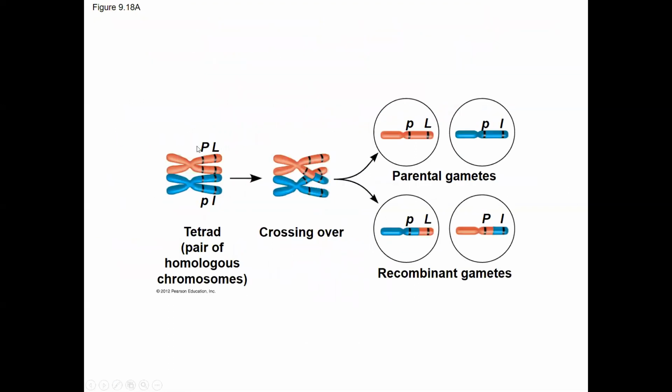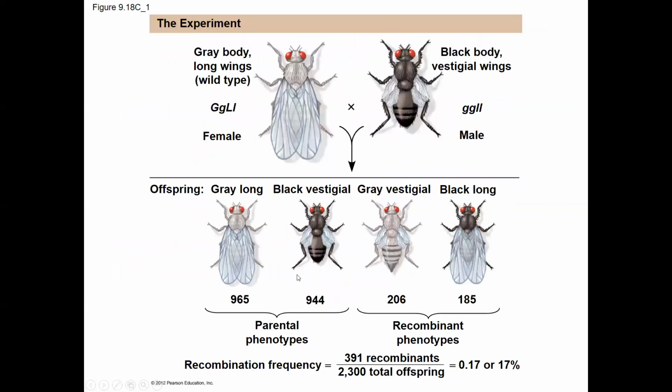And so this is just showing you how you can have a tetrad during meiosis, and then crossing over occurs in prophase 1. And so you can get either the same parental gametes, or you can get new recombinant gametes that are different from the parental gametes.